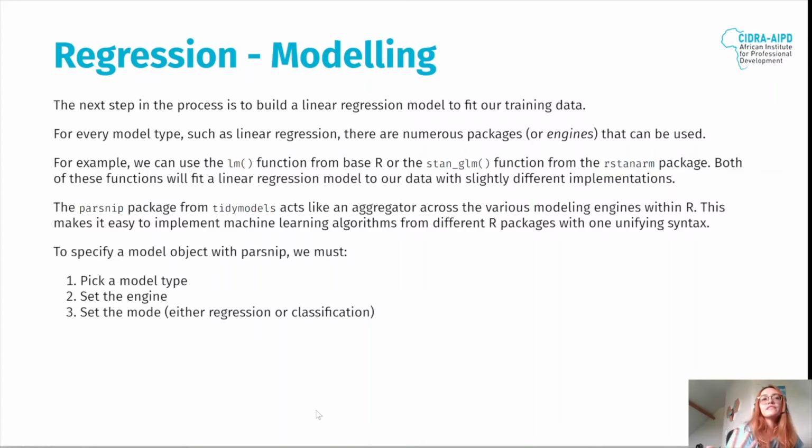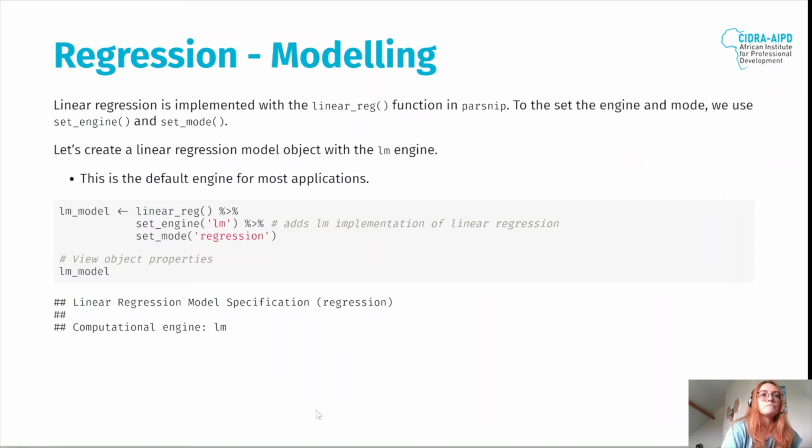So to specify a model with parsnip, we need to pick the model, that is linear regression, set the engine, so choose from where we want the implementation from, and then set the mode, where the mode for supervised learning is going to be regression or classification. So let's do that. Let's start.